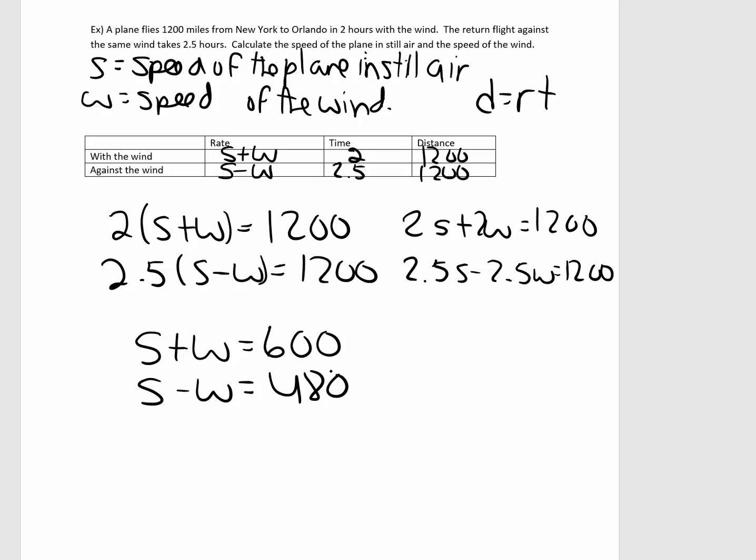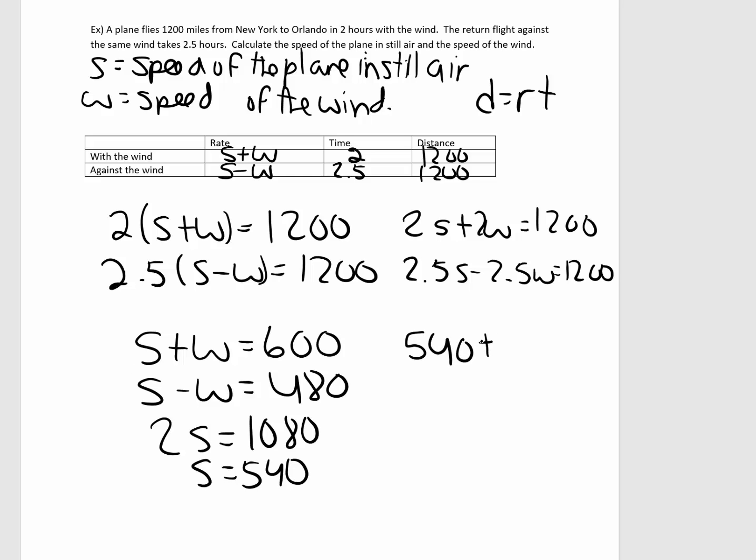Now, do you see all I have to do is add the equations, and when I do that, the W's will subtract out. So you have 2S is equal to 1080. Divide by 2, S is 540. Now, I'm going to go back to these original equations and try to calculate W. So if I go to the top equation, that's 540 plus W is equal to 600. Subtract 540, W is equal to 60. Now, you can check the bottom very quickly. 540 minus 60 is equal to 480.